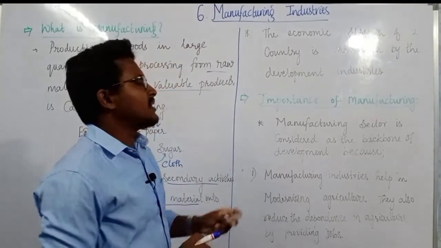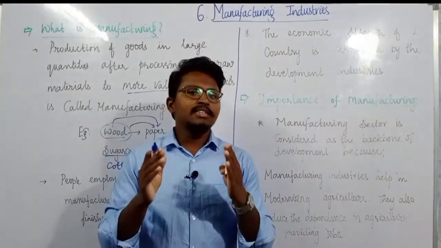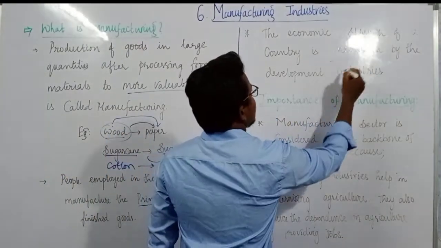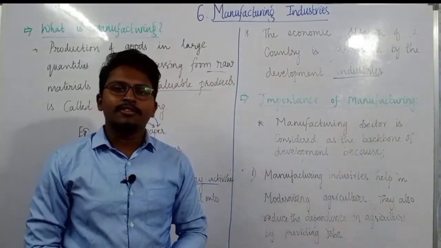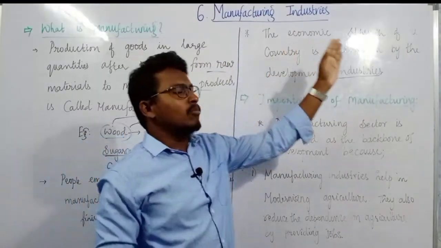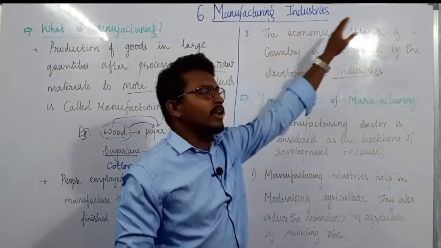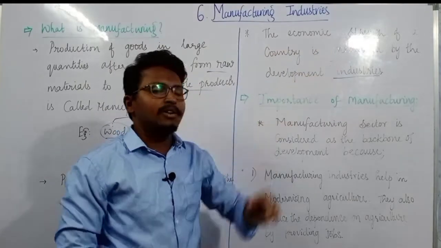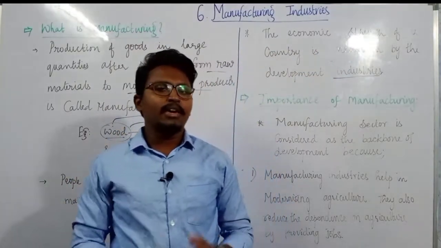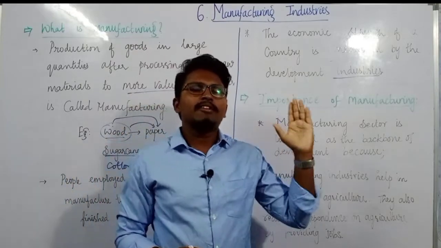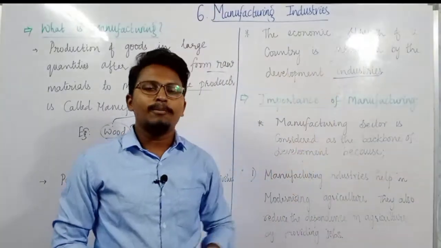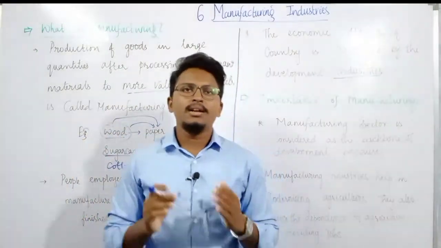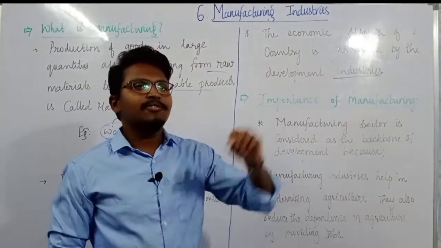Then the next very important thing is that every economy, that means each and every country in the world, their development mainly depends upon the development of industries. If the number of industries is more, there will be more development and more economic strength. That is why it is said the economic strength of a country is measured by the development of industries. So let us see how manufacturing industries play a very important role in development. That is the importance of manufacturing.